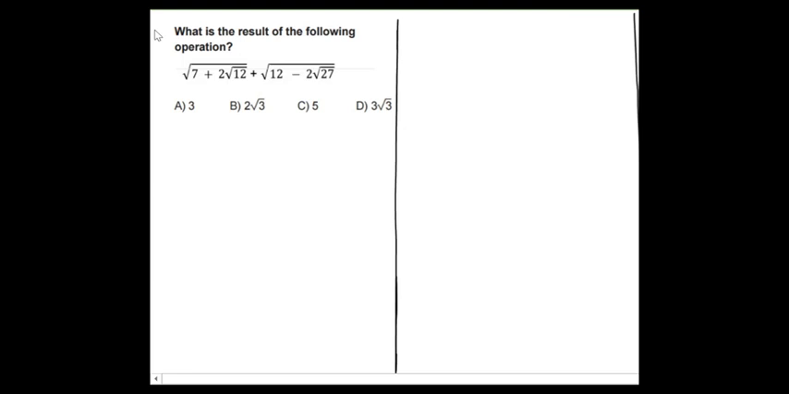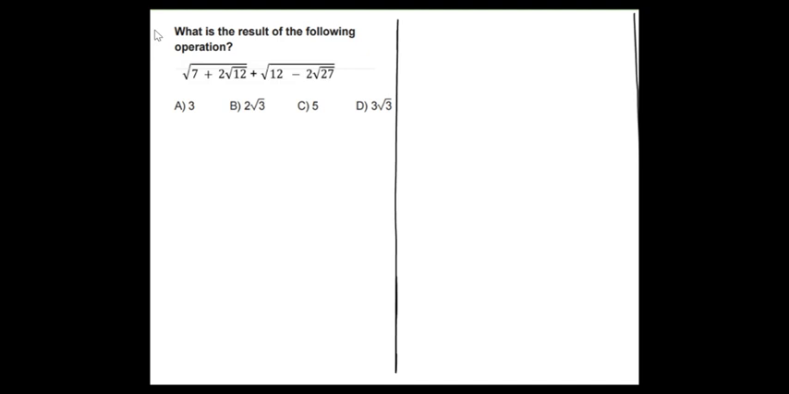Alright, let's look at this problem. What is the result of the following operation? Root 7 plus 2 root 12 plus root 12 minus 2 root 27. Okay, so we are dealing with radicals.